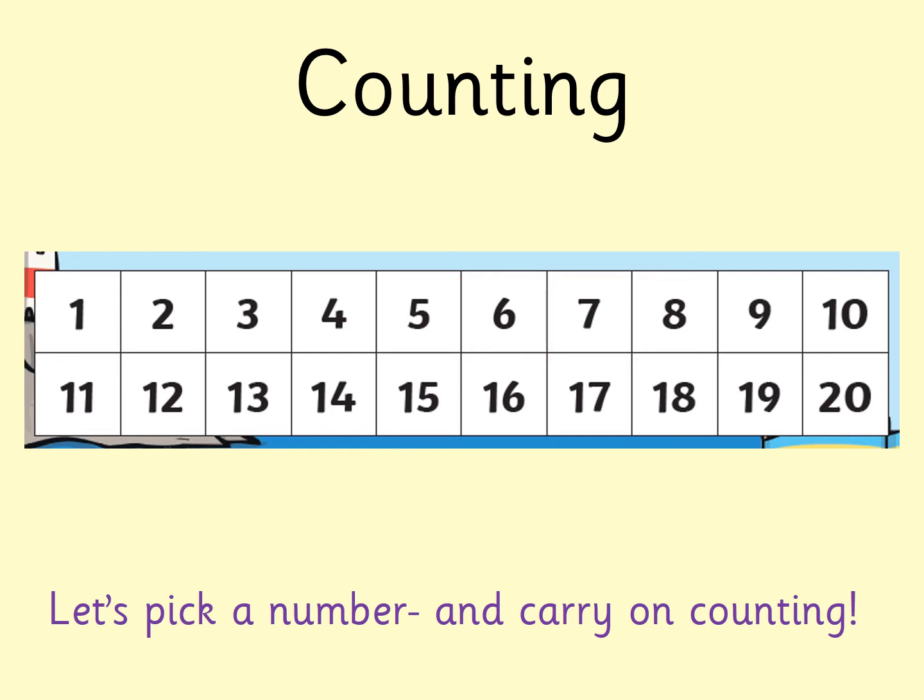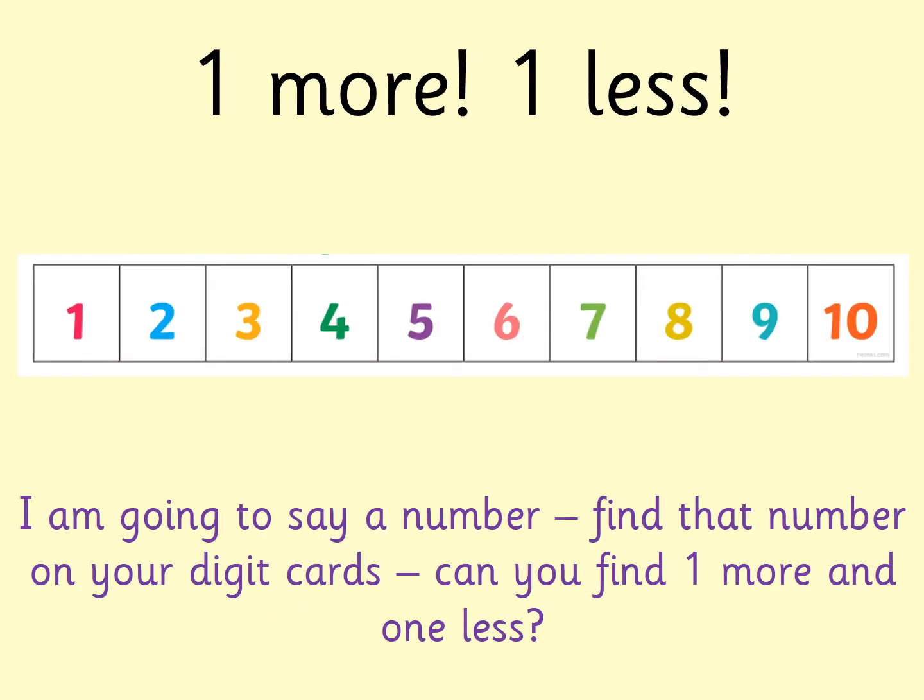Okay, now it's your turn. Pick a number and carry on counting all the way to 20. Pause the video whilst you complete this task. To complete this next task, you're going to need your digit cards. It might help you if you set them out in order from 1 to 10. So pause the video whilst you do that.